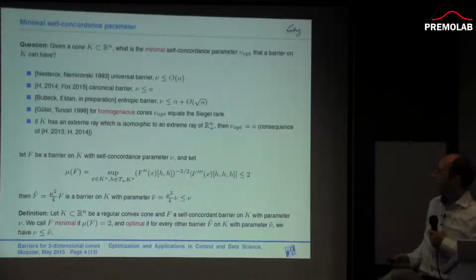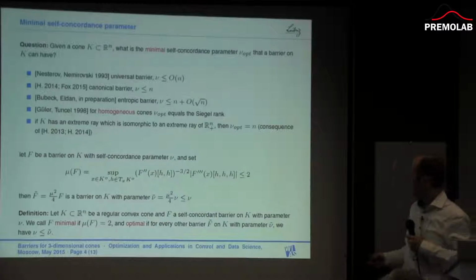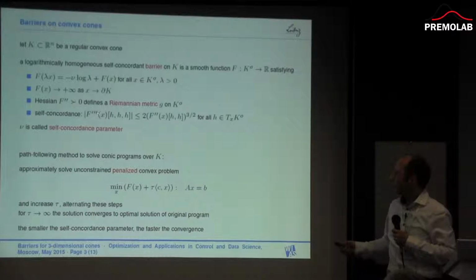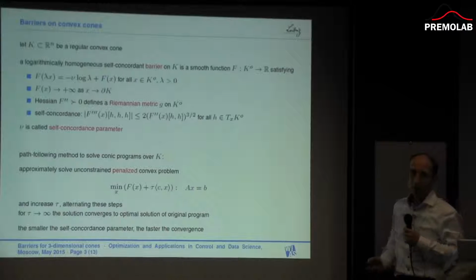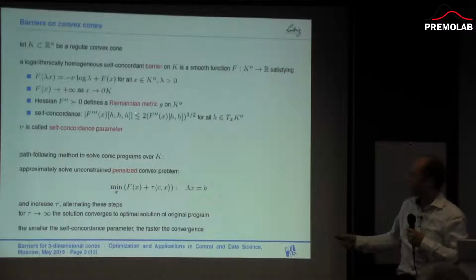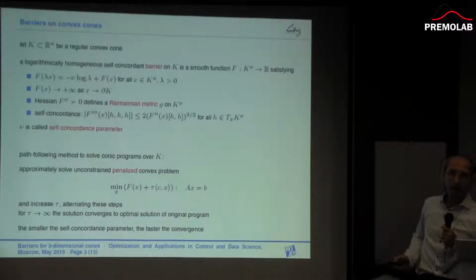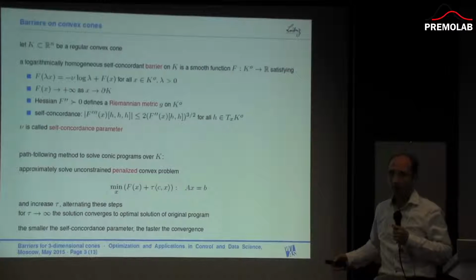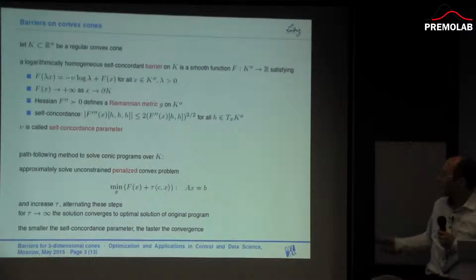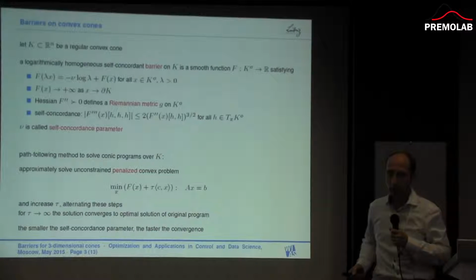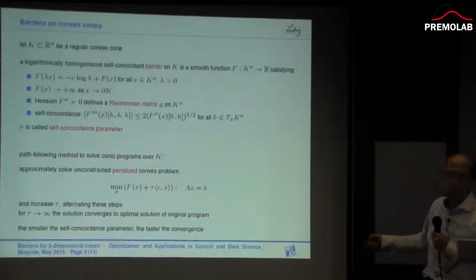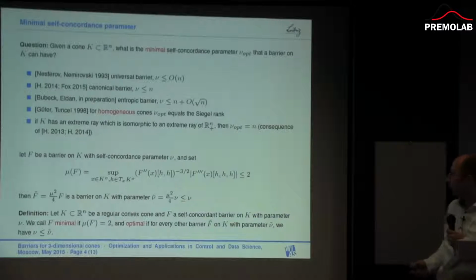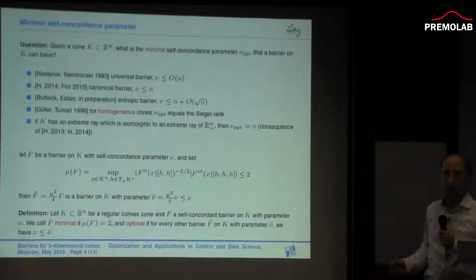Okay, so if we have a cone and a barrier on it, and we look at our conditions here, we see that if this third derivative is small, and this inequality here is not achieved, then we can multiply the function f, the barrier, by a constant smaller than 1 and decrease this self-concordance parameter without violating this inequality. So what one can do a priori is to assume actually that equality holds here.